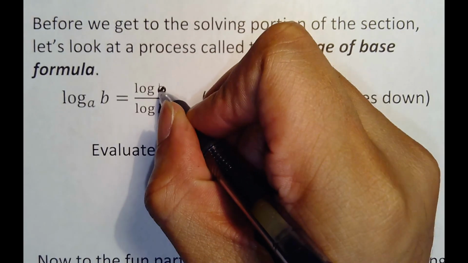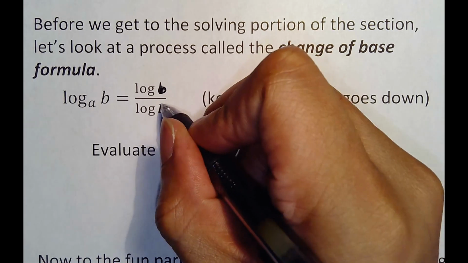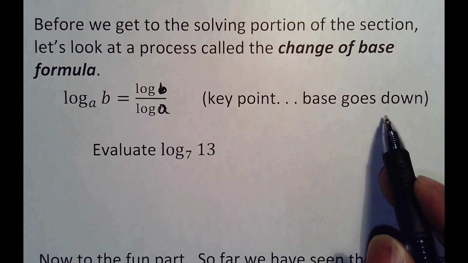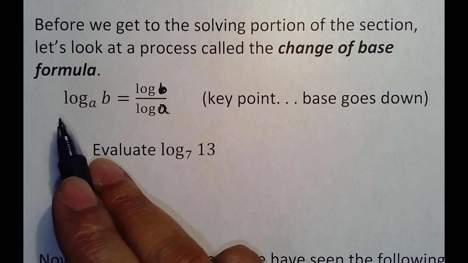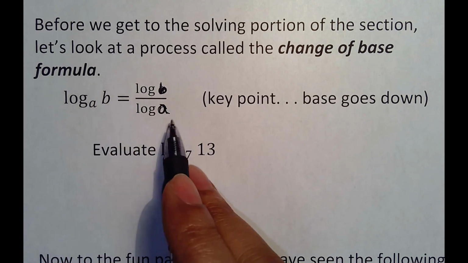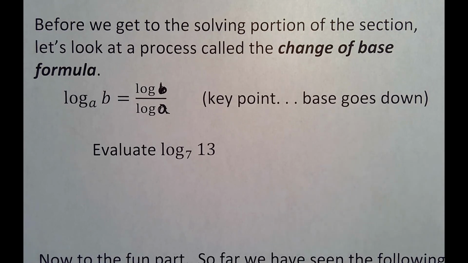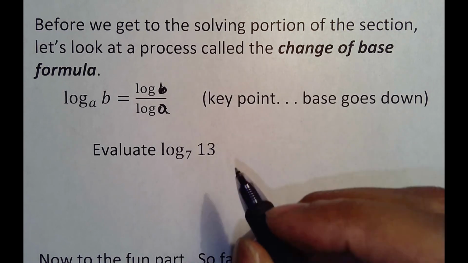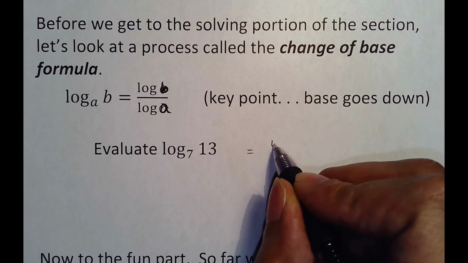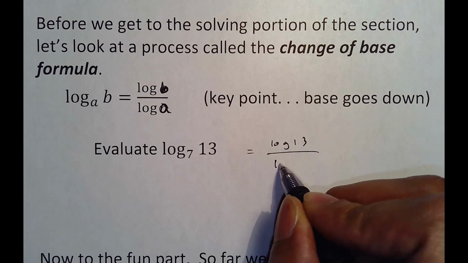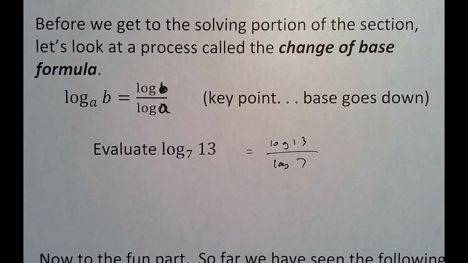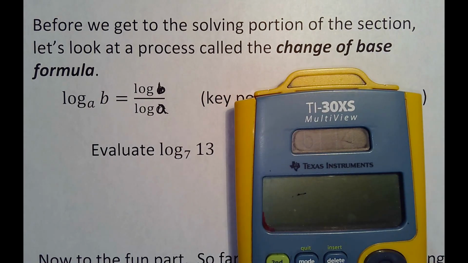It would be log of b over log of a. The key point is that the base goes down, so whatever your base is drops down here, and whatever your other value is goes to the top. So if you wanted log base 7 of 13, you would simply rewrite this as log of 13 over log of 7, and you would type in what you needed to get this done.